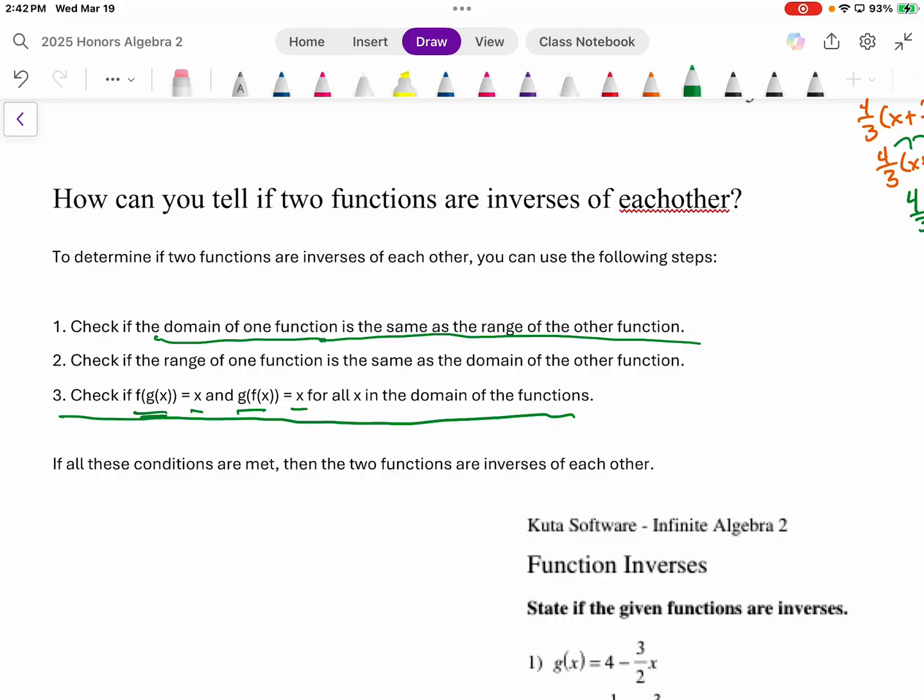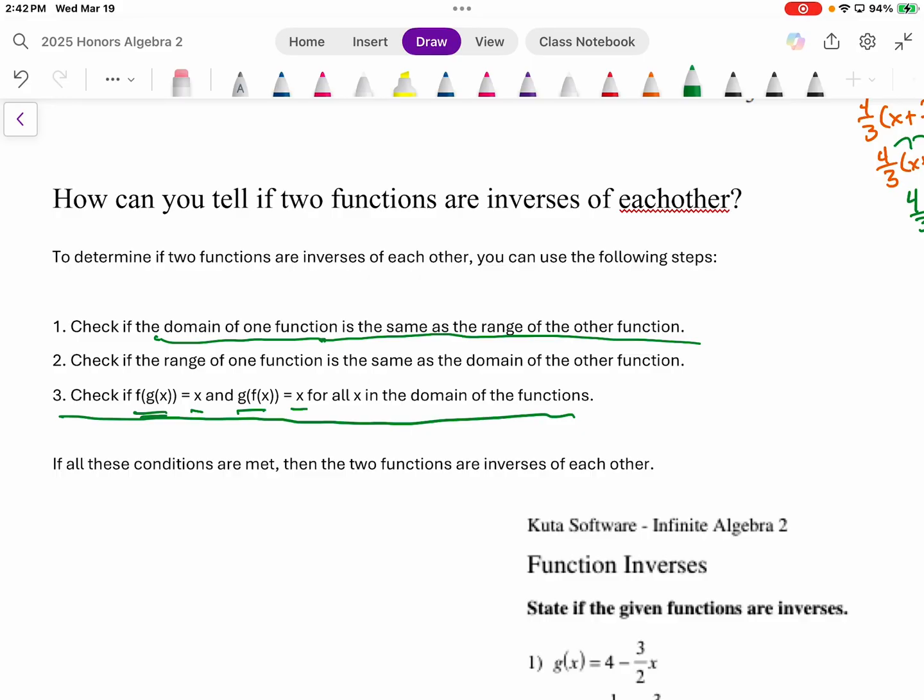We have to do a composite function. We did composite functions before spring break. That's what the break was. We've had too many breaks. We've had fall break, we've had Thanksgiving break, we've had Christmas break. But now it's spring break, so too many breaks.